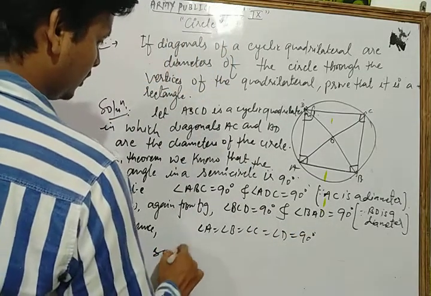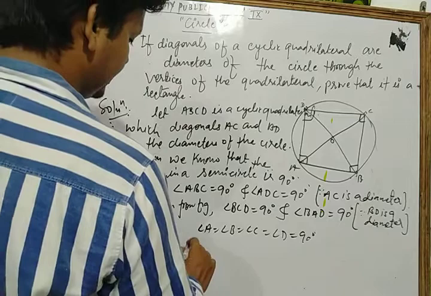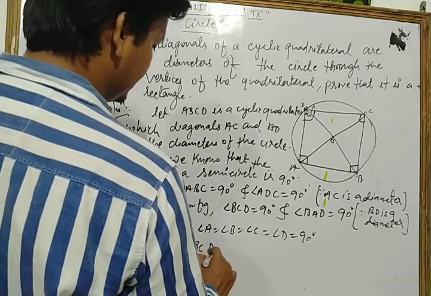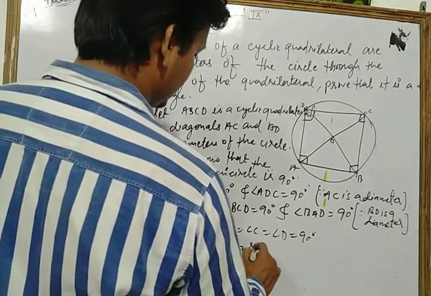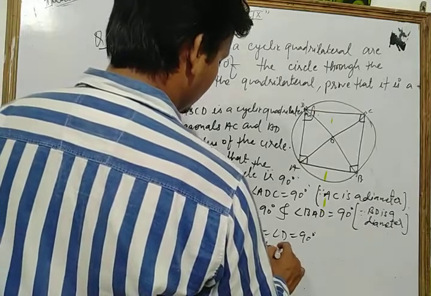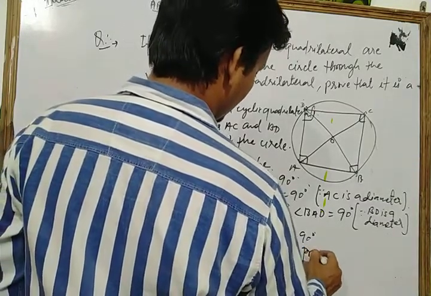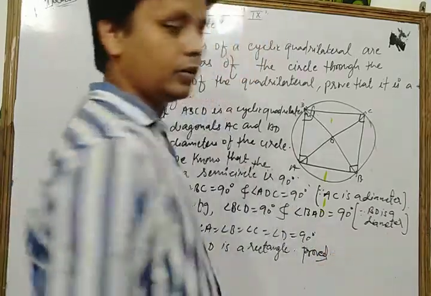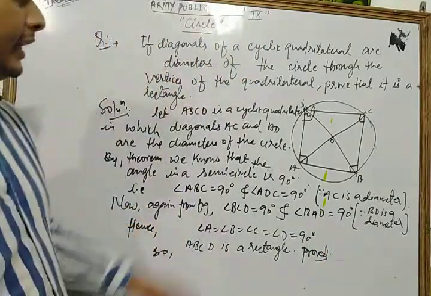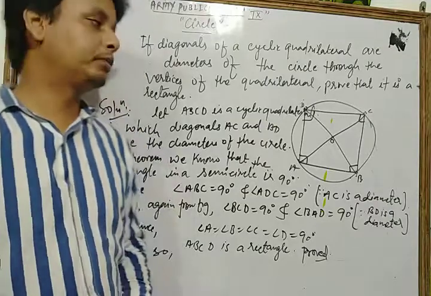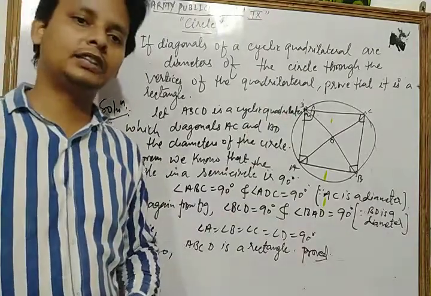So ABCD is a rectangle, hence proved. Okay, so dear student, in this way we prove that question.